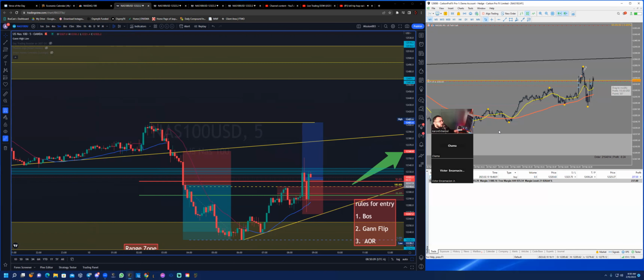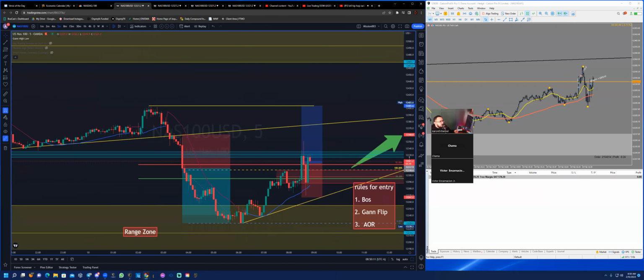Because of the area of rejection that we're at, I get knocked out. All right. Because of that area, this blue right there, you just got to know that price will potentially reject that and continue down.